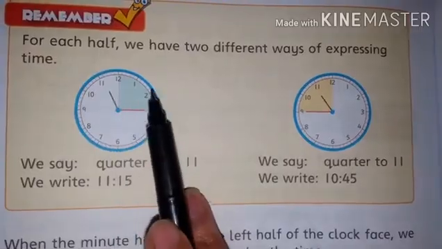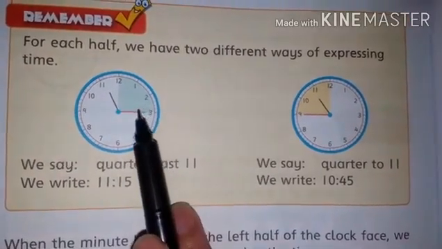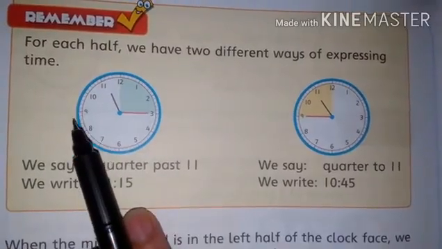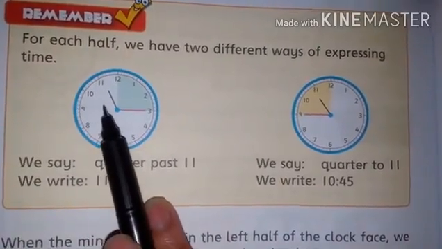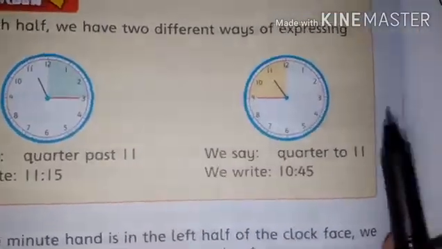So when our 15 minutes are on our right side, we have to use past, and when our 15 minutes are on our left side, we have to use to. Okay girls, so now I will give you more concept about this past and to. Now look at this clock.